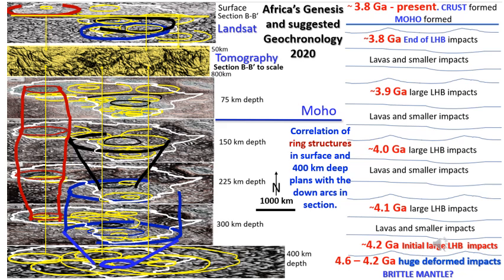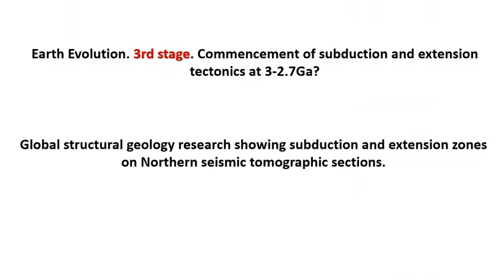I have completed similar exercises for Australia, South and North America and Europe with identical results. The largest ring structures are from 400 to 600 kilometres depth, and they decrease in size to 3.8 gigaannums. We'll now look at global structural geology research using northern tomographic sections.